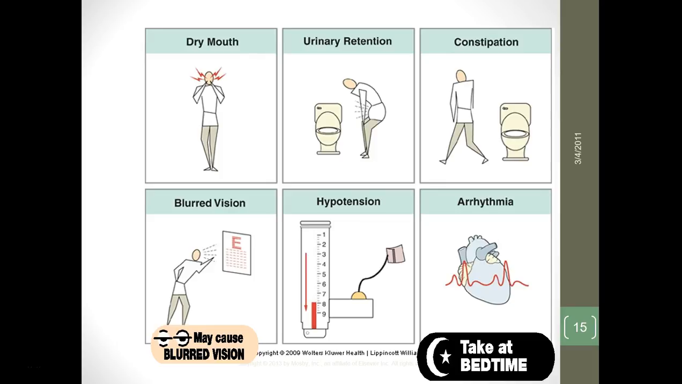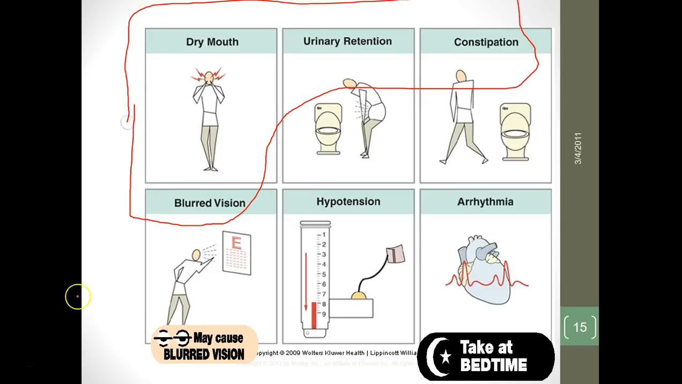All right, the side effects with TCAs. Now they all have similar structures and therefore they all have similar adverse actions. So dry mouth, urinary retention and constipation, and blurred vision. Now these side effects are also known as anticholinergic side effects.